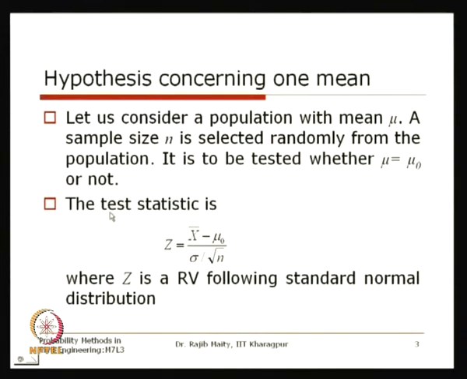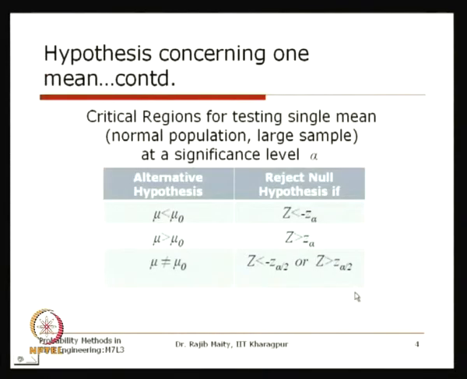So, you know that from our last lecture we have to define some test statistic. Here the statistic is z equals x bar minus mu naught divided by sigma by square root n. This sigma by square root n is the standard deviation of the sampling distribution of the mean, x bar is your sample mean, and mu naught is the value we are expecting the population mean might be. So, this is a reduced standard variate, and z is a random variable following the standard normal distribution.